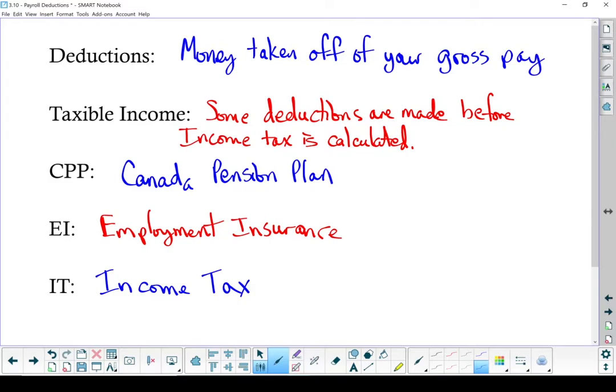And IT stands for income tax. That's collected by the government to help pay for government expenses. Keep in mind there are two separate income taxes. There is a federal income tax and a provincial income tax. Federal income tax is the same across the country, but every province gets to set their own provincial income tax. The amount of income tax you pay depends on how much money you make. It depends upon your taxable income. The higher your income, the more income tax you pay. The lower your income, the less income tax you pay.